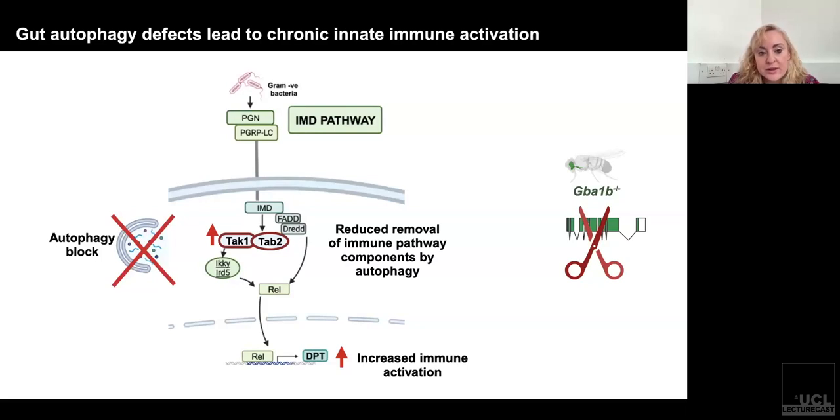And so what do we think is causing this chronic innate immune activation in the GBA knockout fly gut? Well, we know that certain components of these innate immune pathways are kept under basal levels by removal by autophagy. And so if there is a block in autophagy in the tissues of GBA knockout flies, particularly here in the gut, then these innate immune mediators increase, and this leads to constitutive activation of the innate immune responses. So this is what we think is happening in GBA knockout flies.